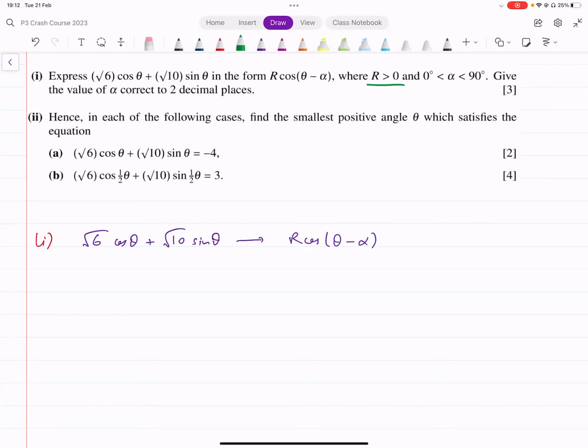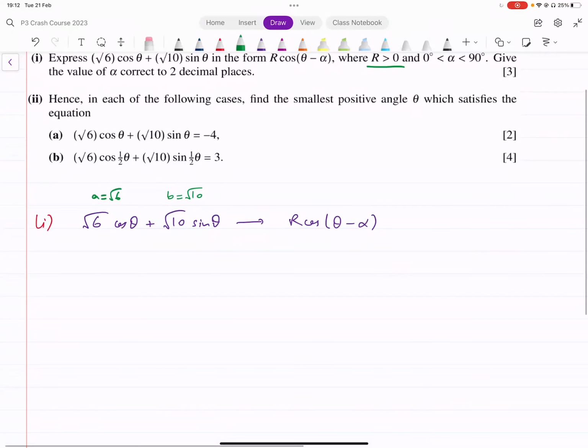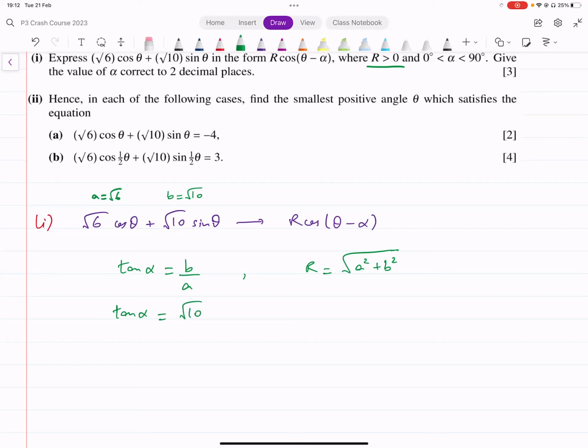Now, how do we do this? Again, we just use the formulas we know. The first number here is going to be a, that is square root of 6, and the second number is b, that's square root of 10. We just apply our formulas. Tan alpha equals b over a, and r equals square root of a squared plus b squared. Just input values. Tan alpha equals b, which is square root of 10 over square root of 6.